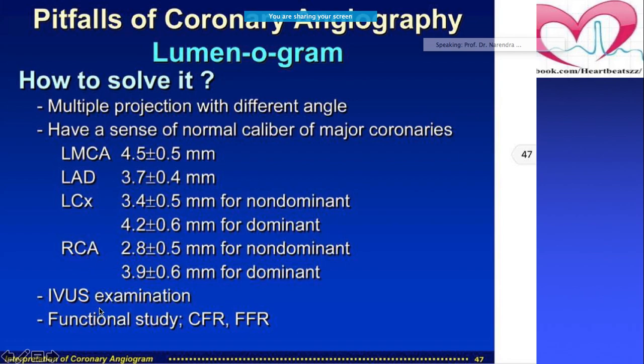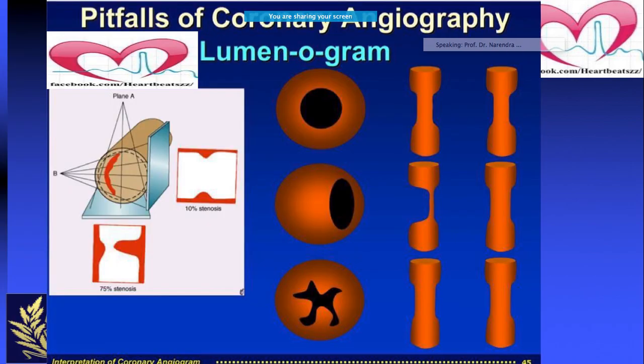And then you may also use further things for your help. What are those further things? They include IVUS examination, and IVUS means intravascular ultrasound. And then comes the functional study. Functional study refers to CFR and FFR. So what is FFR? Fractional flow reserve. Exactly. So I'm trying to show you some more images.